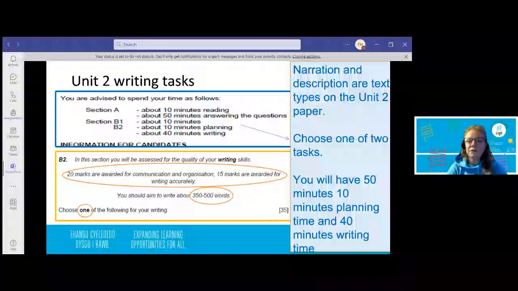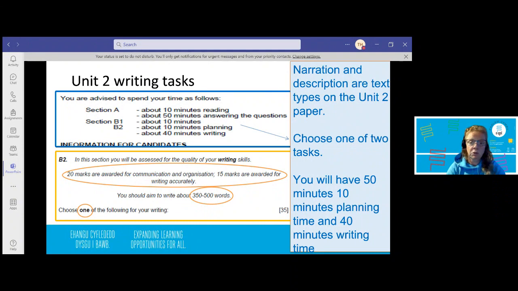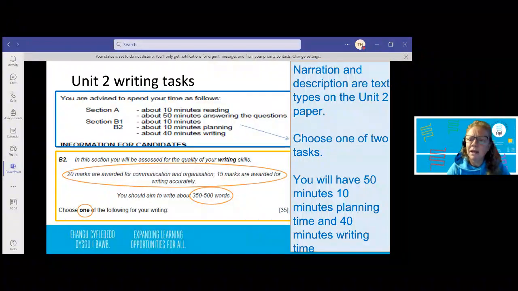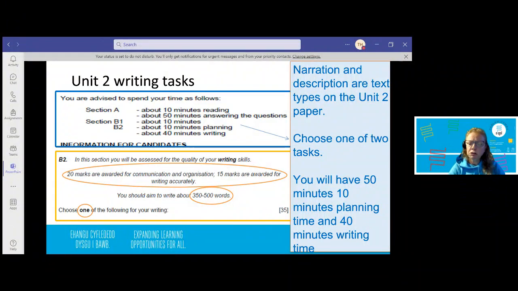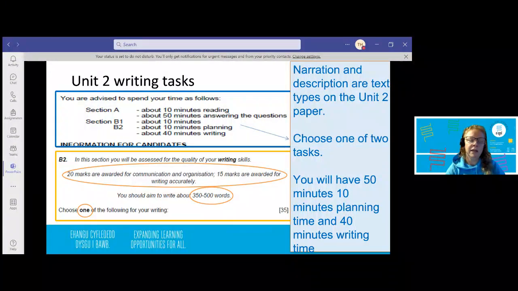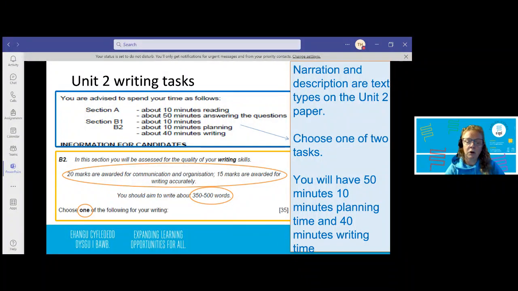Okay, so types of things that you're going to get asked to do. You're going to get a narration or a description task on Unit 2, and you choose one of the two, so you choose which one you want. You're going to get about 50 minutes in total for this bit because you'll have done your proofreading and editing. So I would spend some of that time planning, but I would also save some of that time for proofreading at the end. Always worth checking it over.